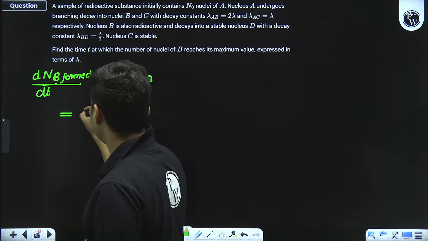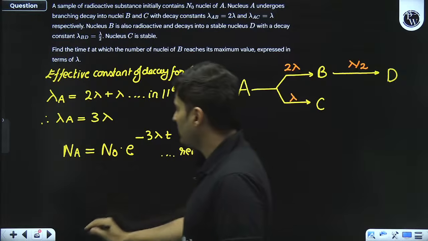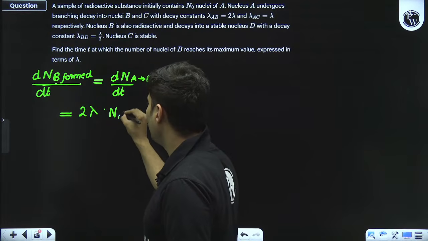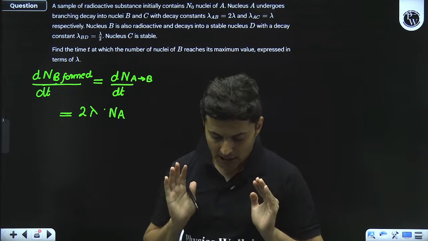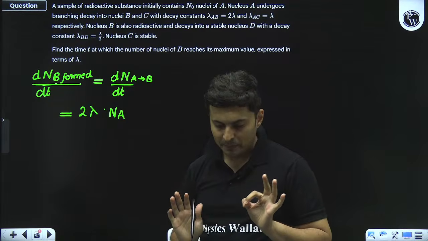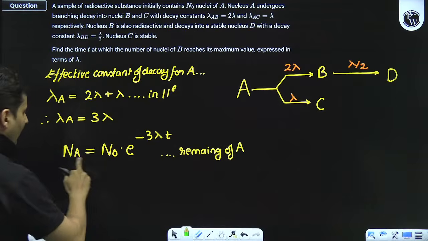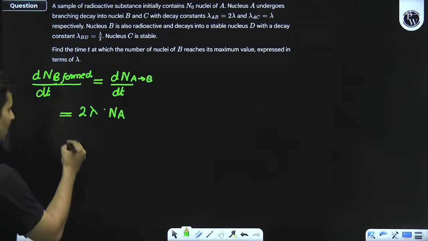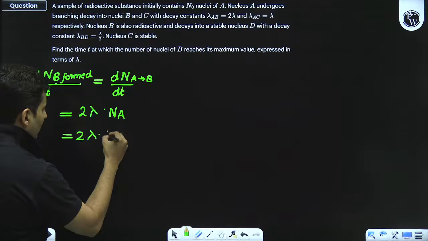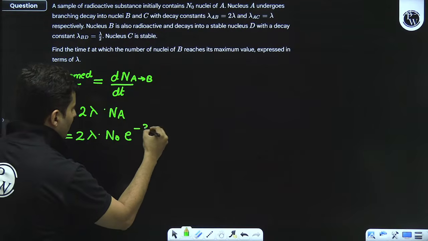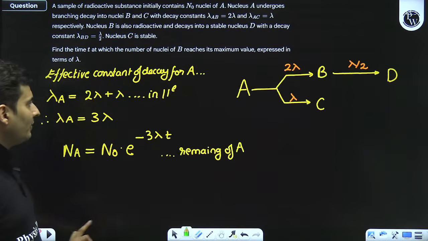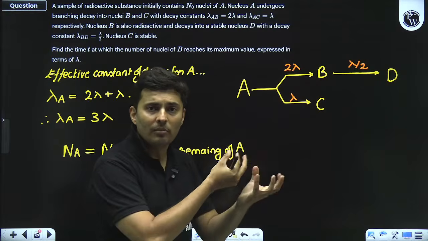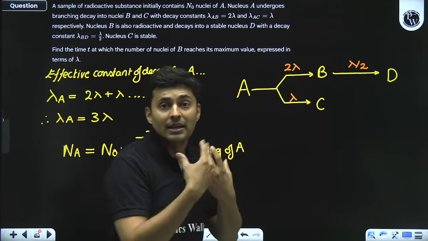So the decay constant, which is nothing but 2 lambda, into how much ever is remaining at that instant of time. So this is nothing but N_A. Everyone fine till this point? Okay, clear? We know N_A is nothing but N0 e to the power minus 3 lambda t. So let's put 2 lambda into N0 into e to the power minus 3 lambda t. This is the rate at which B has been formed. But do not forget, at the same moment when B is getting formed, some of it will also be getting decayed.